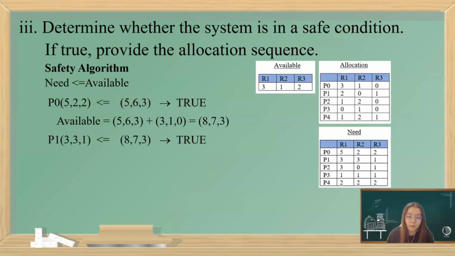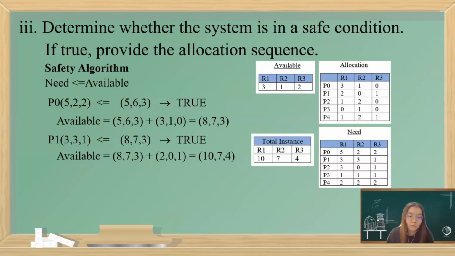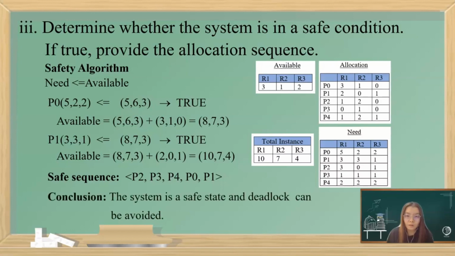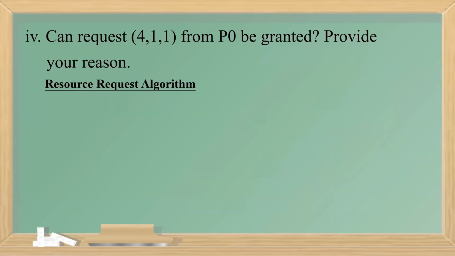So now we want to update our available, which is 8, 7, 3 plus 2, 0, 1. So we can get 10, 7, 4. We can see that the total available will equal the total instances, which is 10, 7, 4. So now we can get the safe sequence, which is P2, P3, P4, P0, and P1. And the conclusion is the system is in a safe state and deadlock can be avoided.